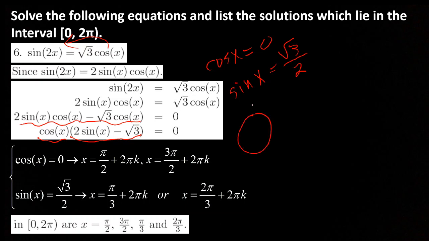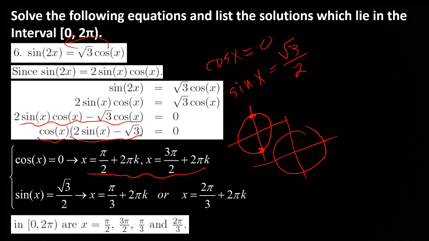Now cosine equals to 0 gives us that, pi over 2 and 3 pi over 2, and so that's what we get. And then sine equals to square root of 3 over 2 gives us this angle here and this angle. And that angle, of course, is pi over 3, and the other one is 2 pi over 3. All of those are answers, but of course we only want the ones from 0 to 2 pi.